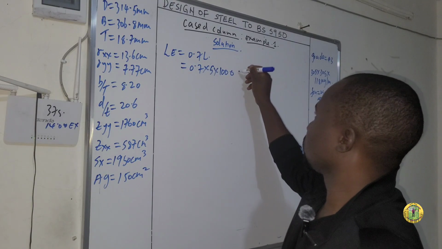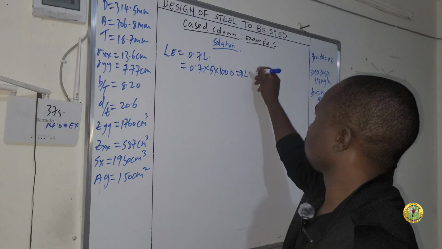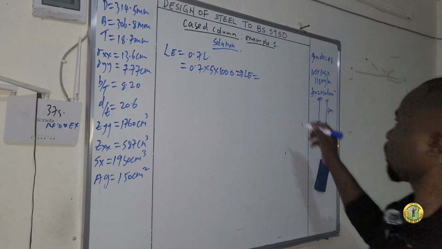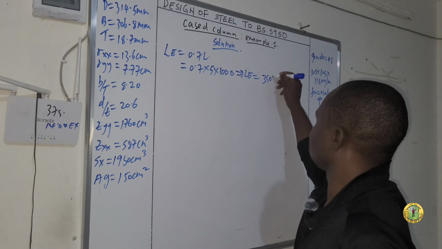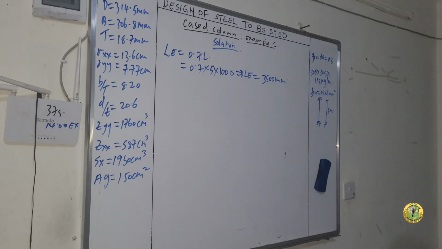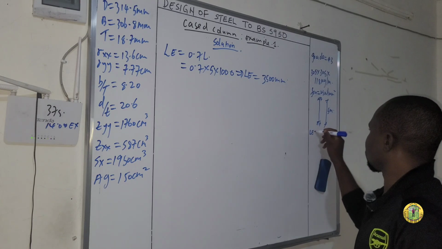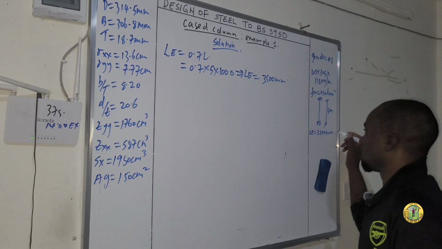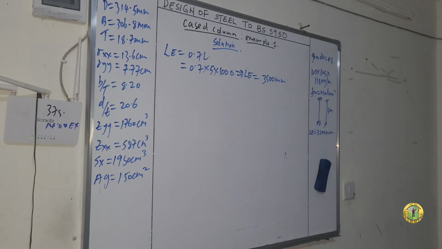Therefore LE is equal to 3,500 millimeters. You can come here and say LE is equal to 3,500 millimeters, like that. And then we come and calculate our distance BC.